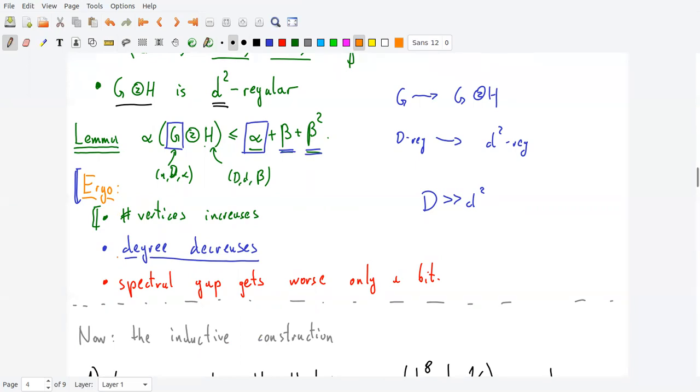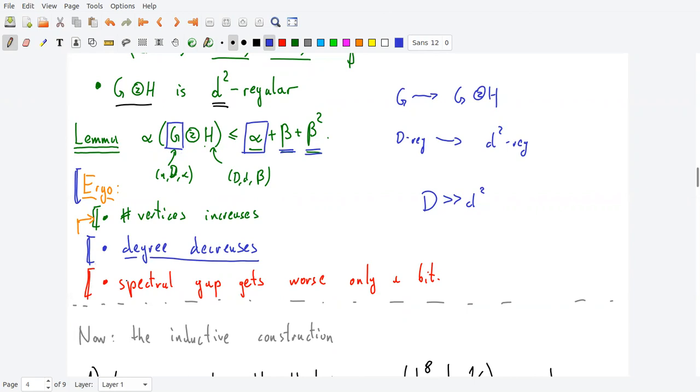So the idea of the inductive construction is that we will alternate those two operations, squaring and taking a zigzag product, in order to get larger and larger graphs, mostly due to the fact that in the zigzag product the number of vertices increases. The spectral gap will be controlled by squaring, while the degree will be controlled using zigzag products. We will also use the tensor product during the construction, but this will be mostly for technical reasons.